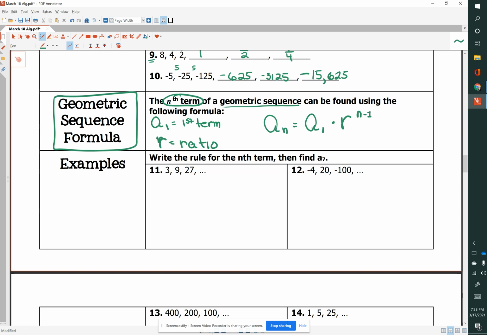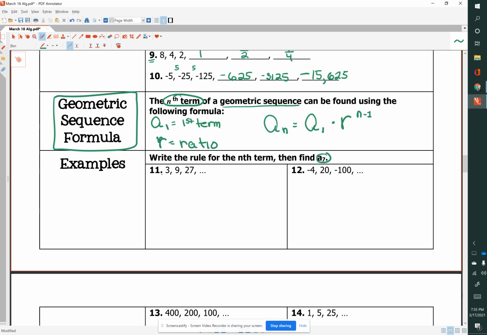So we need to find a rule for the nth term in each one of these sequences, and then we're going to find the 7th term. So first we find the rule, then we use the rule to find the 7th term.